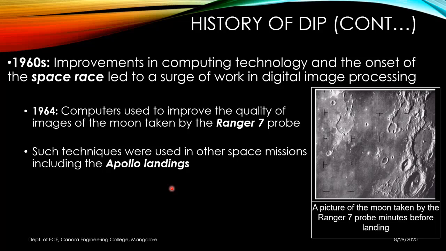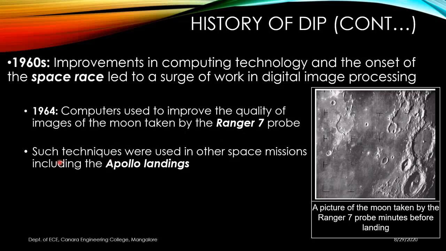And in 1964 computers were used to improve the quality of images of the moon taken by the Ranger 7 probe. Such techniques were also used in other space missions including the Apollo landings. And you can see here a picture of the moon taken by the Ranger 7 probe minutes before its landing.